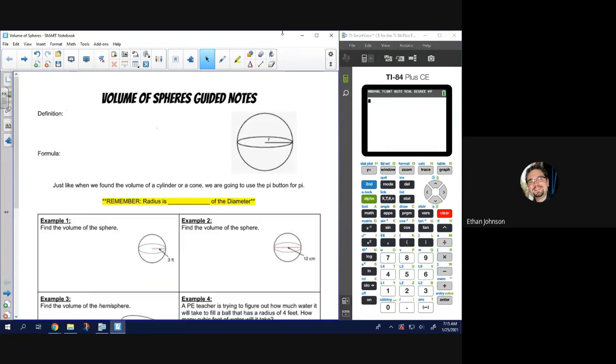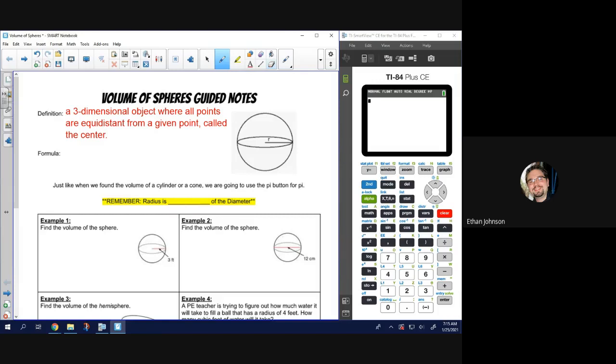So today we're going to wrap up volume by talking about the volume of a sphere. Now, a sphere is a three-dimensional object where all points are equidistant from a given point, called the center. If we look at it, it has a circle. So if we cut it in half, we see a circle. If we look at it dead on, we have a circle.